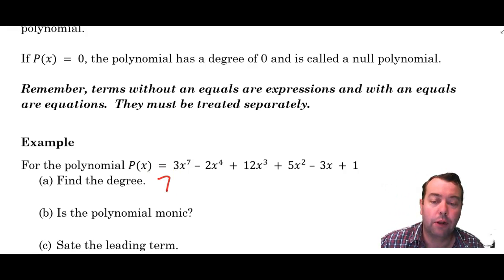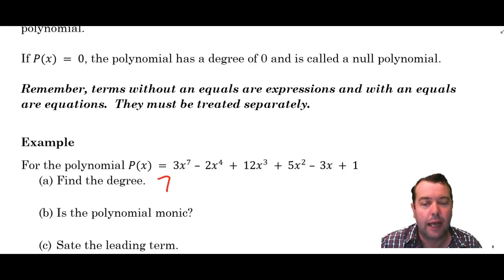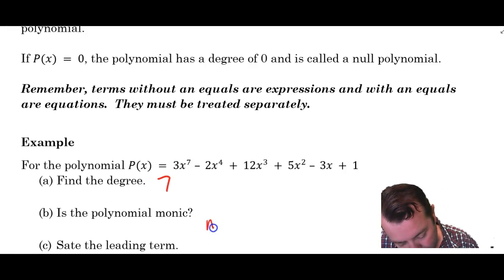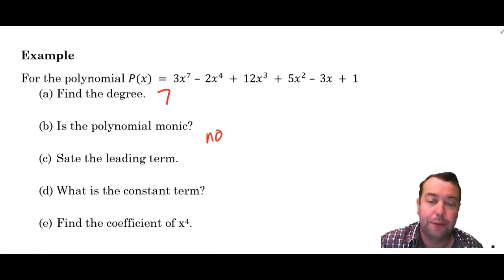Is it a monic polynomial? Well, think to our quadratic equations. What's the difference between a monic and non-monic quadratic? It's the coefficient of the x squared term, or if you like, the first term, the term with the highest power. If it's 1, it's monic. If it's anything else, it's non-monic. This is a 3. That's not a 1. So, no, that is not a monic polynomial.